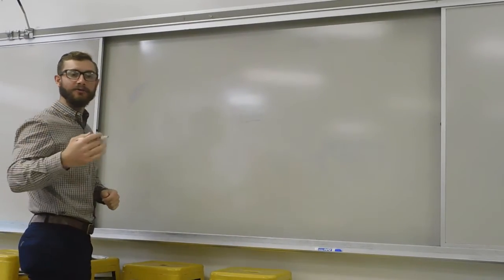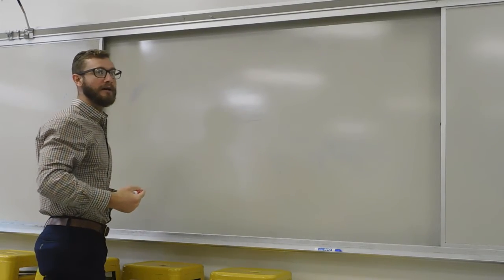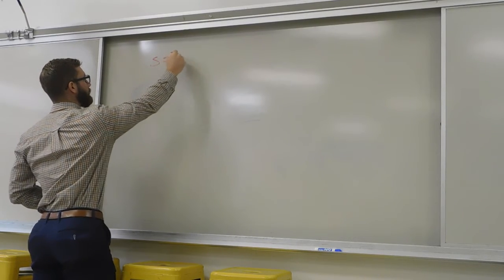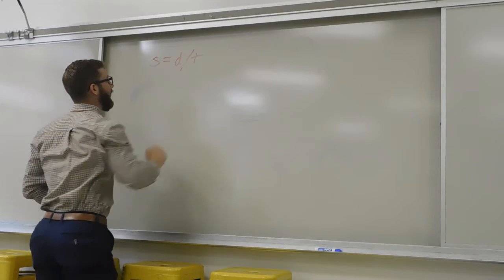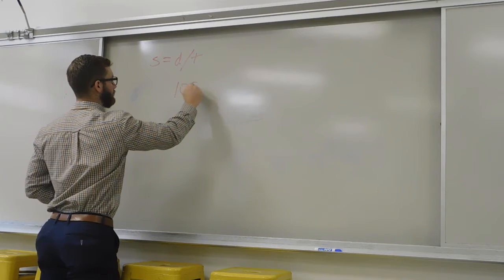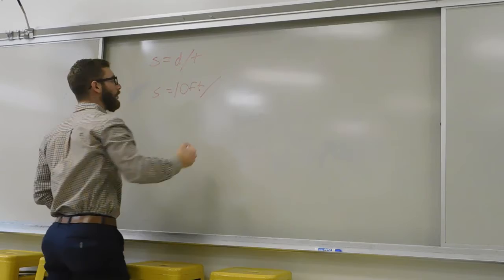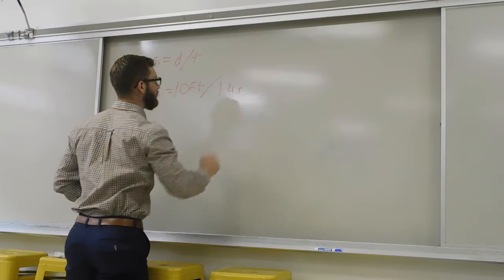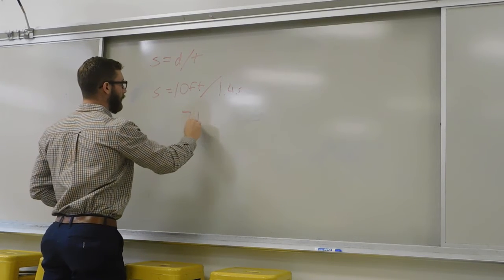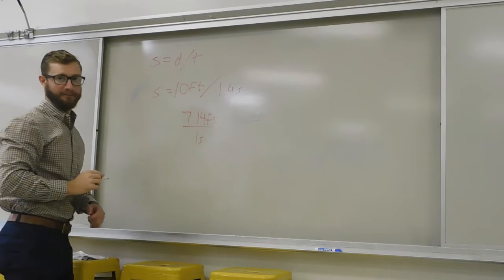Okay, so after conducting our test on the floor, we can now take our variables, plug them into the formula, and determine how fast the car was going. So if we remember, we have speed equals distance divided by time. So the distance we know was 10 feet, and that will be divided by the time, which we determined was 1.4 seconds. So we do 10 divided by 1.4, and we get 7.14 feet per second.